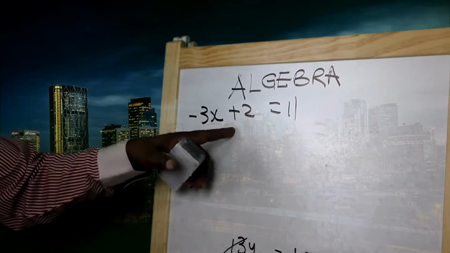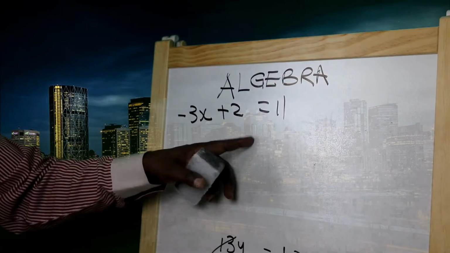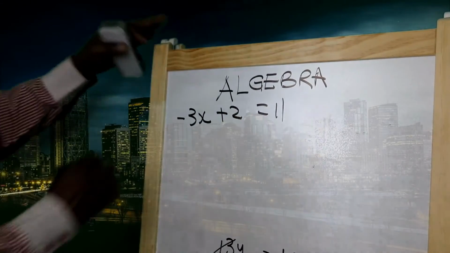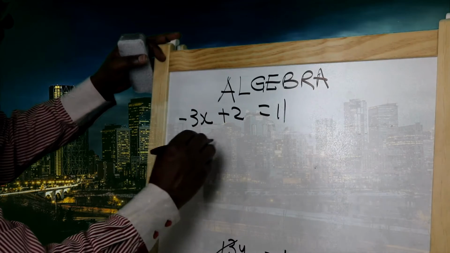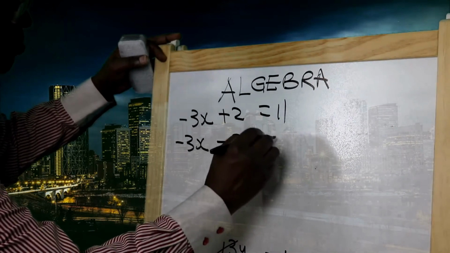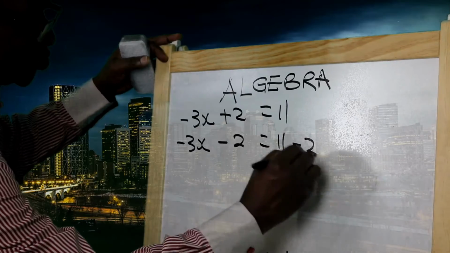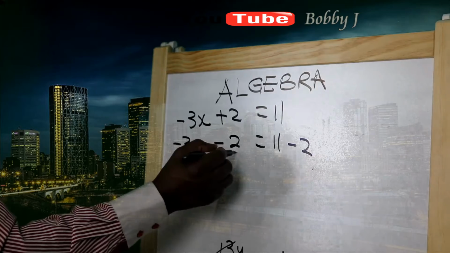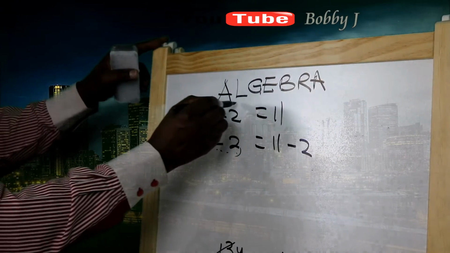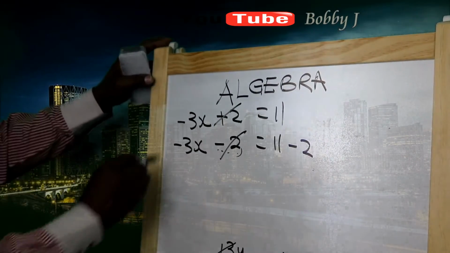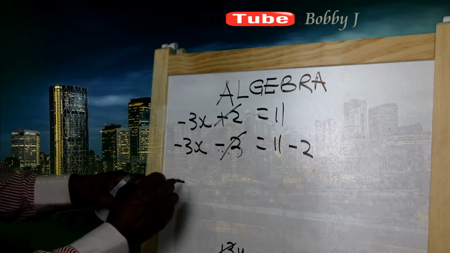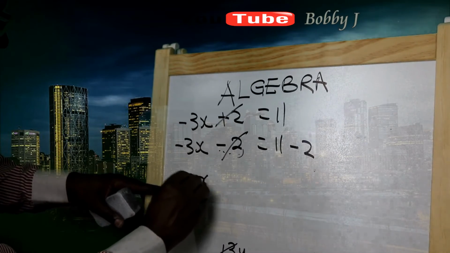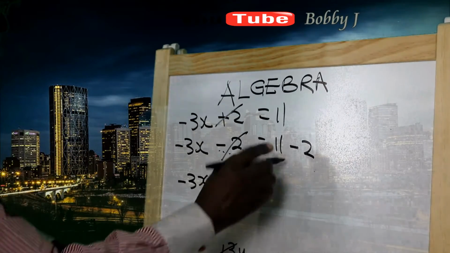We're going to add negative 2 to this equation here. Once we do that, we have to add negative 2 to this to make it equal, because this is the equal sign. So you have minus 3x plus 2 minus 2 equals 11 minus 2. We're subtracting 2 here, we're subtracting 2 here. Then this will cancel this. So you have negative 3x equals 11 minus 2, you get 9.